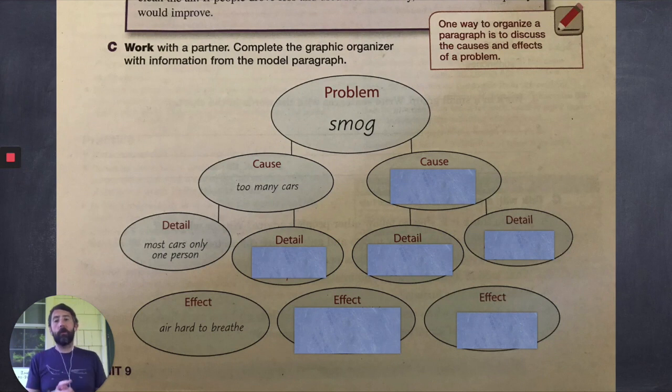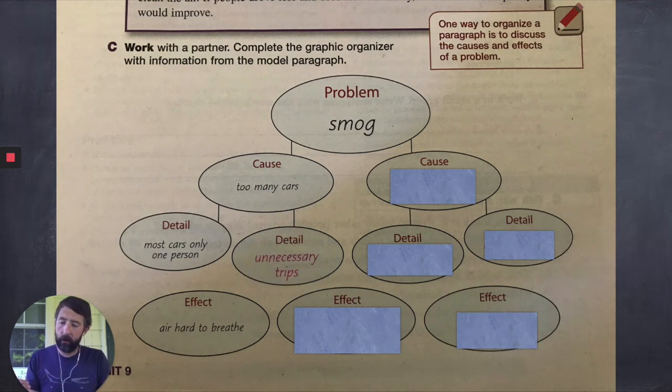All right, hopefully you did pause the video and are now ready to go over this and talk about this together. So let's talk about our second detail for too many cars, and that is unnecessary trips, right? If you look back at the paragraph, the second sentence is the first cause, too many cars. The next sentence says most cars only have one person, and then the next sentence says they take a lot of unnecessary trips.